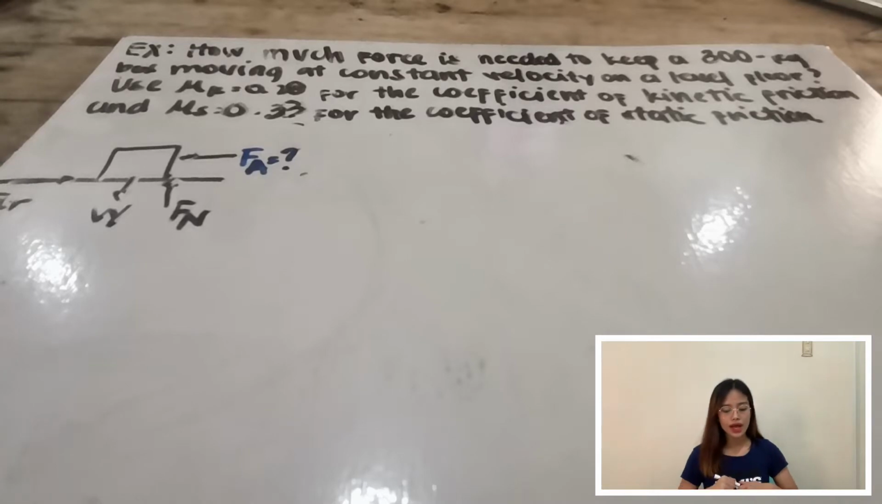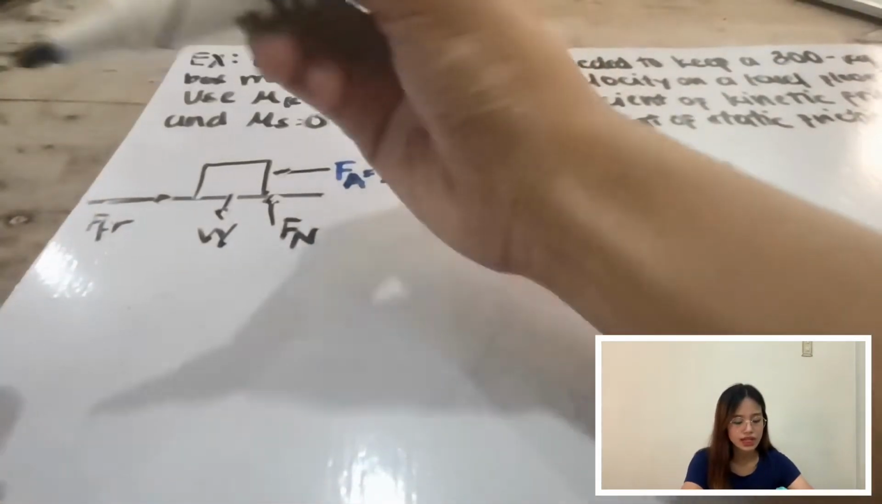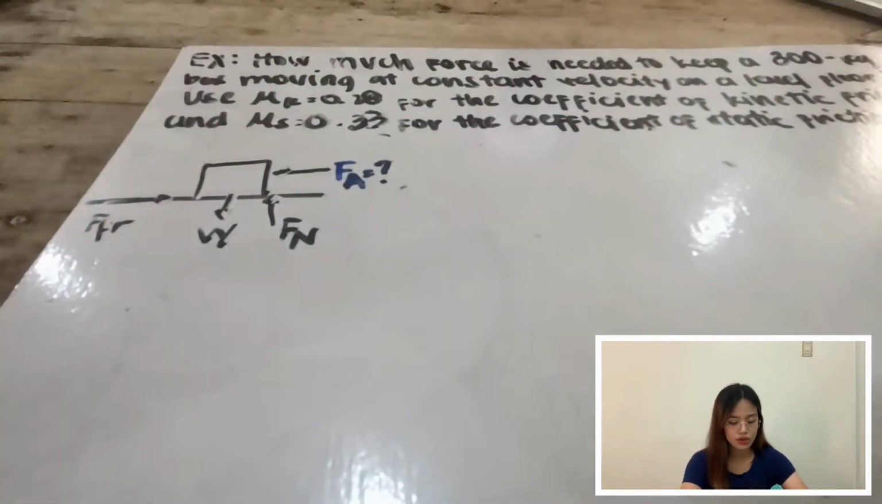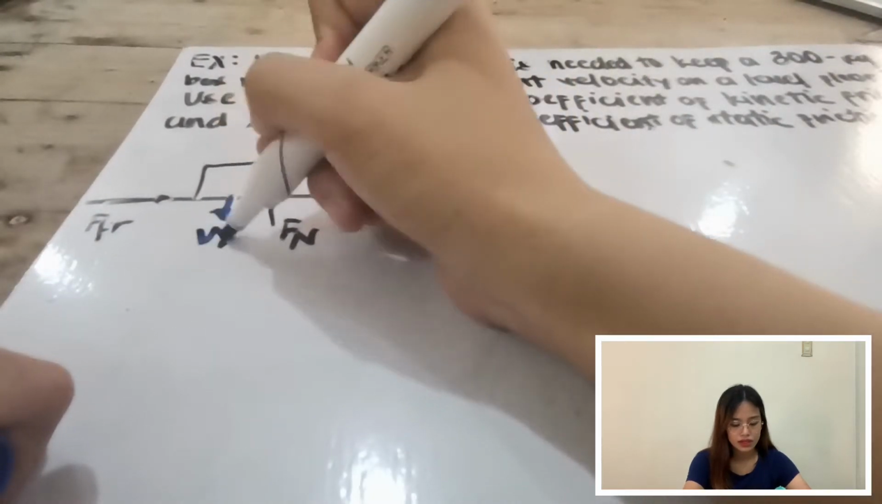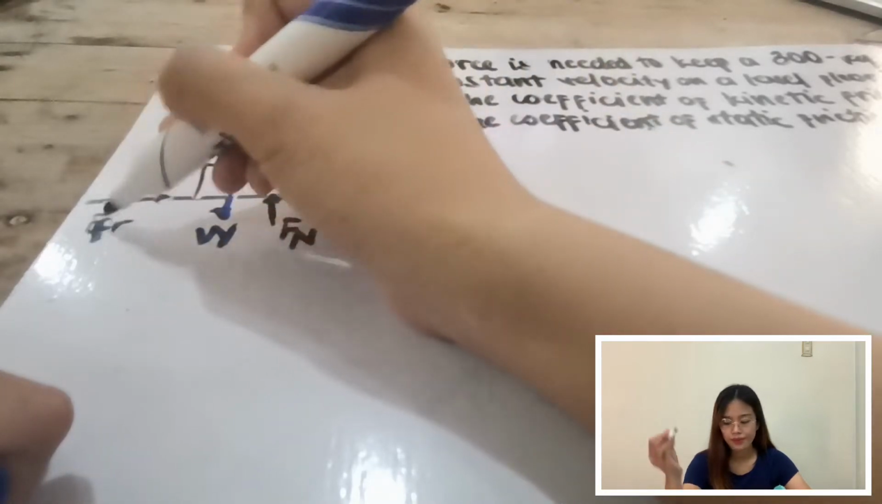So, ayan, na-draw ko na yung figure. So, ito yung box natin, and also na-label ko na rin yung mga nag-a-act na forces sa box. So, ito yung weight natin, which is pa-downward, normal force, and si force of friction natin.